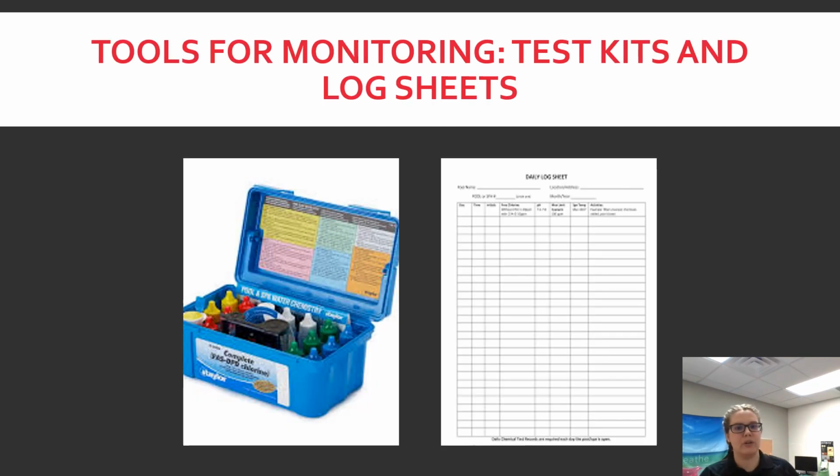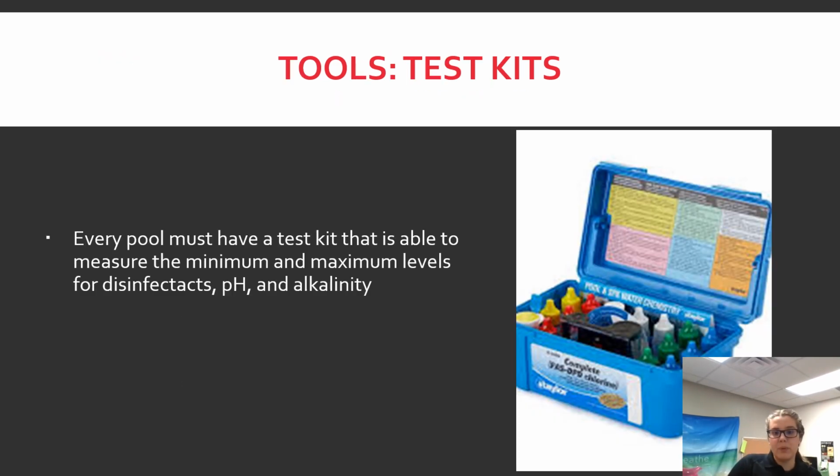So how do we monitor all of this? We use test kits and log sheets. So pool test kits. Every pool that is public access has to have a test kit that is able to measure the minimum and maximum values for disinfectants, pH, and alkalinity.